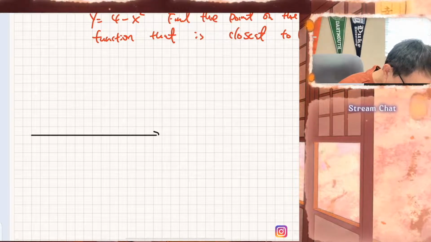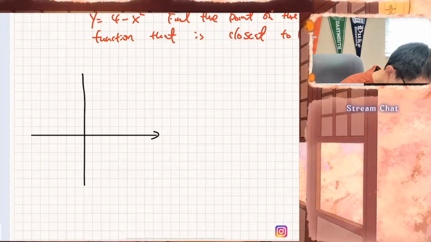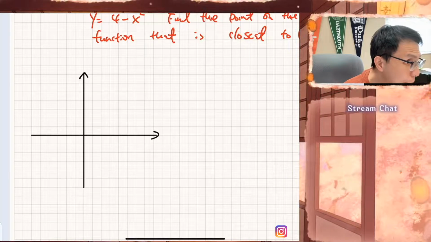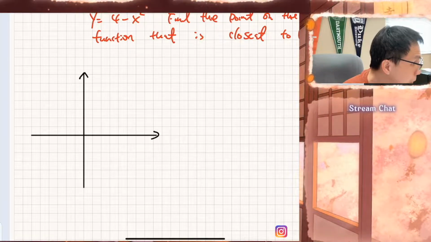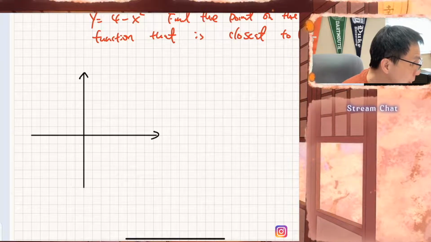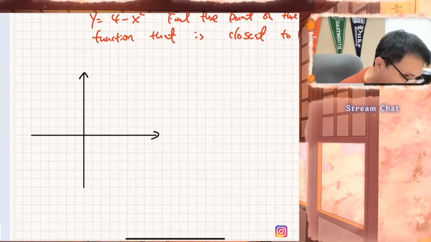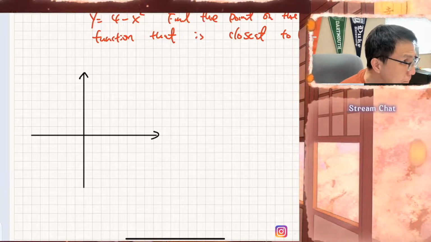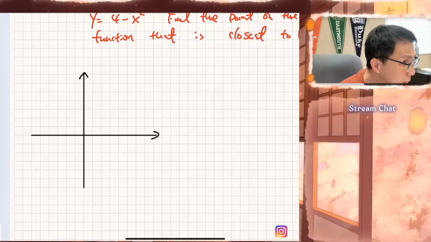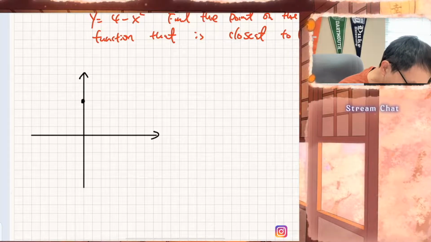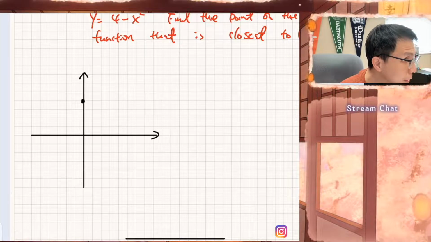What do you guys know about this function? Opens downward. What kind of equation is that? Parabola. Parabola opening downward. Okay, what else? Its maximum is going to be at 4 because it's shifted up 4 units. You guys are geniuses. Okay, so the vertex is going to be right here, facing down.